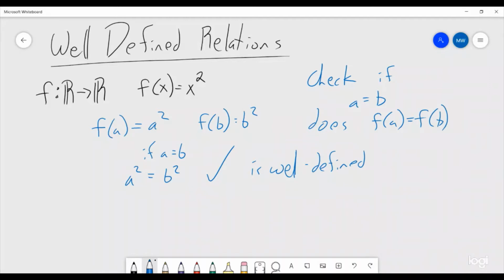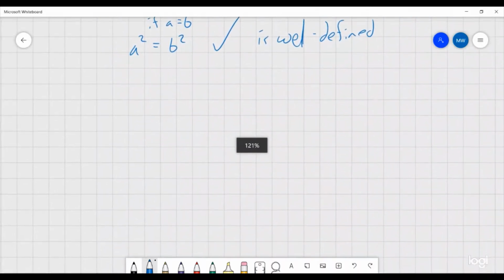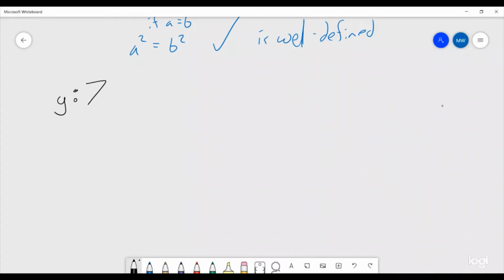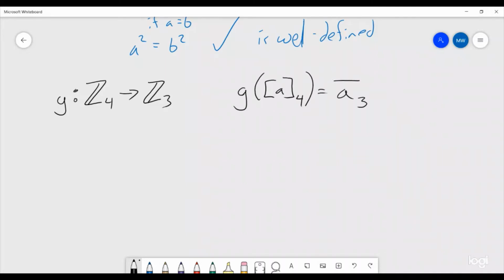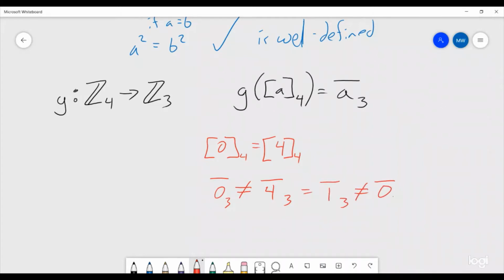Let's do another one though, where g is defined from Z4 to Z3, where g of the class of a in mod 4 is equal to just the class of a in mod 3. This one is not going to be well-defined because, for example, the class of 0 in mod 4 is the same thing as the class of 4 in Z mod 4, but the class of 0 is not equal to the class of 4 in mod 3, because the class of 4 is equal to the class of 1 mod 3, which is not the same as the class of 0 mod 3. And so this is an example of something that is not well-defined.